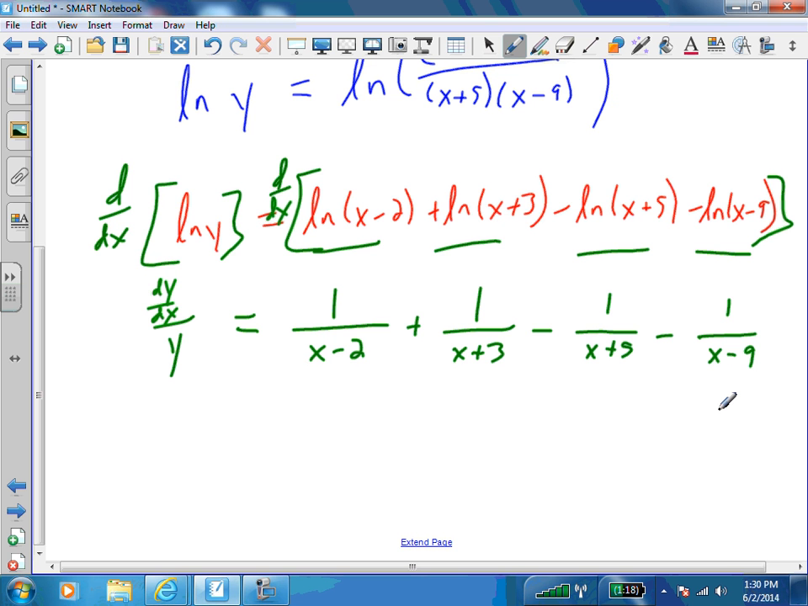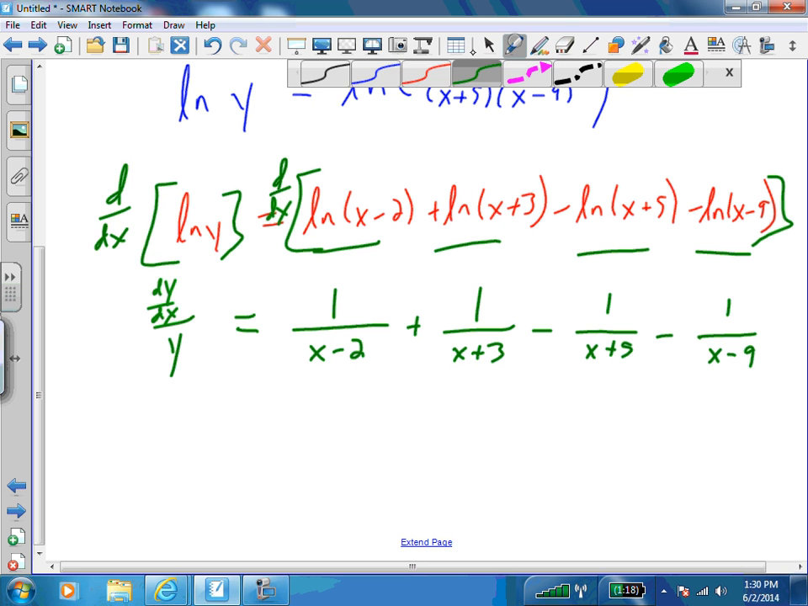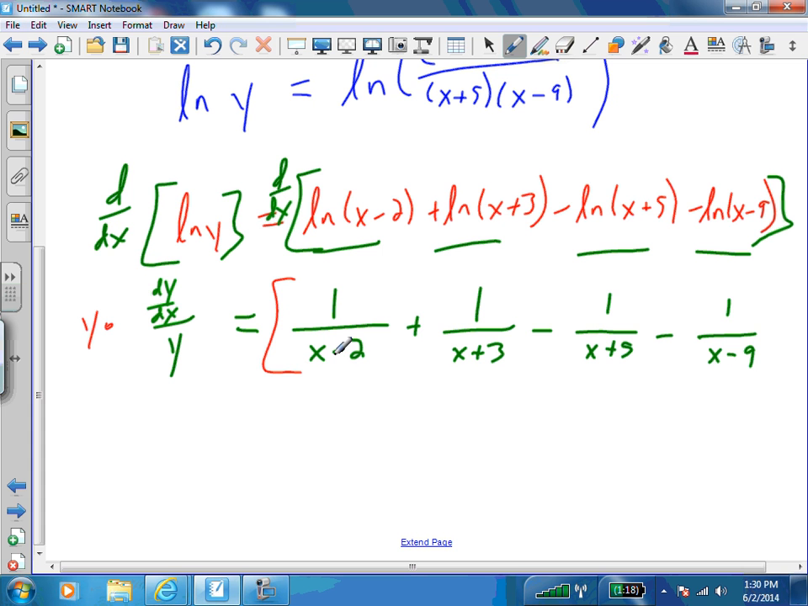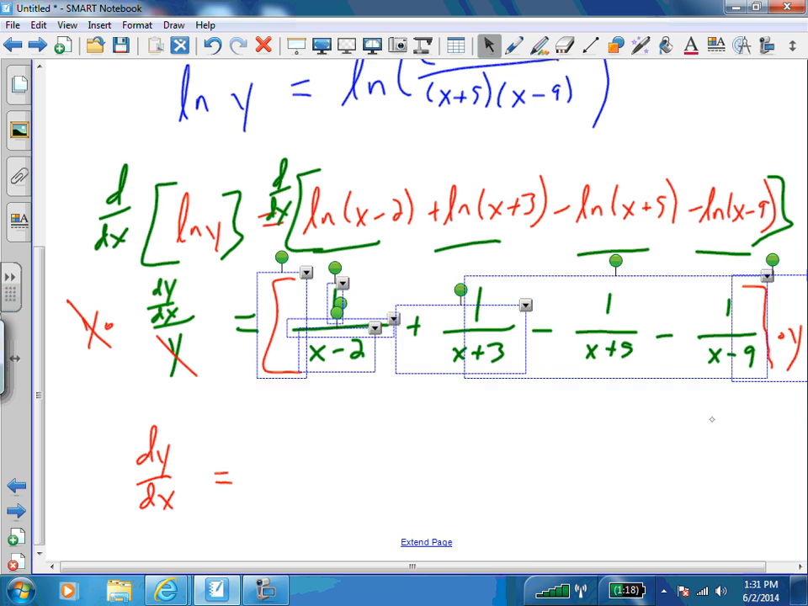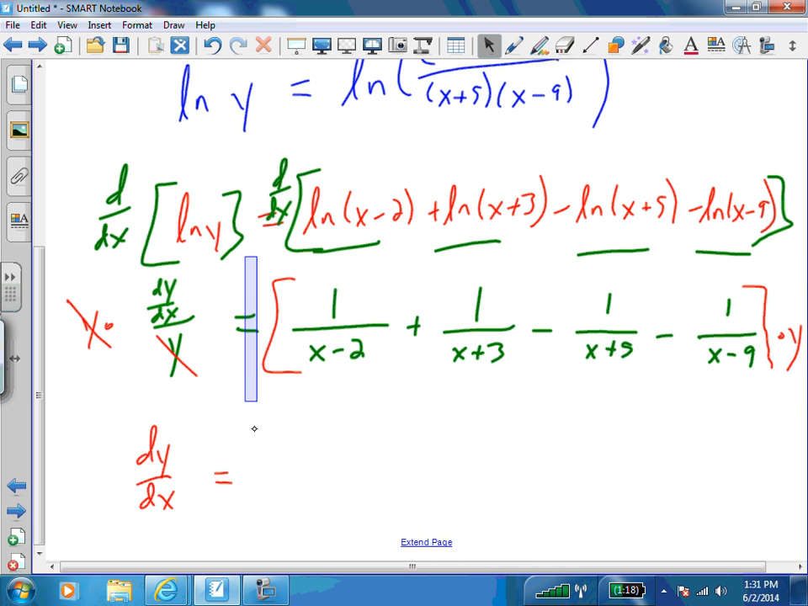Now what we're looking for is y prime, or dy over dx. So how do we get dy over dx by itself? Right. We want to multiply both sides by y. When we multiply the left side by y, y on bottom, y on top cancel, leaving us dy over dx. On the right side, we have all of that.